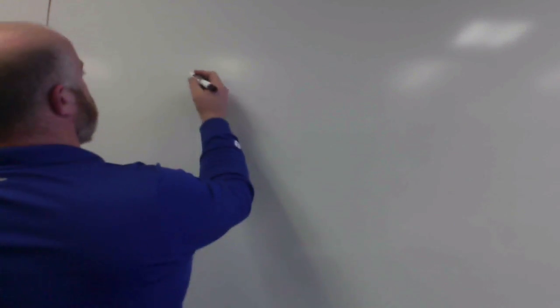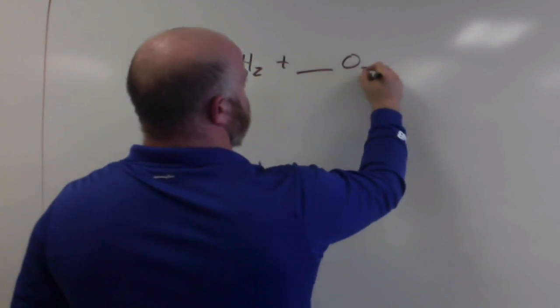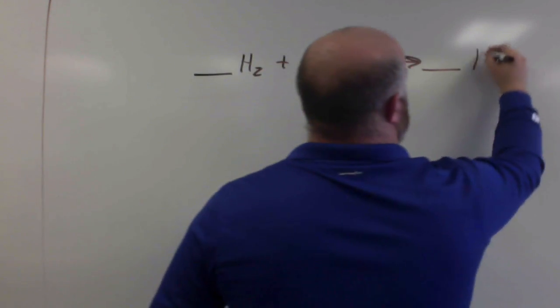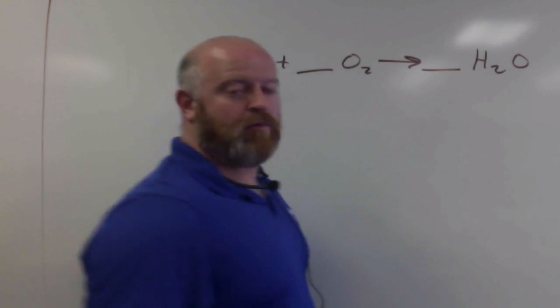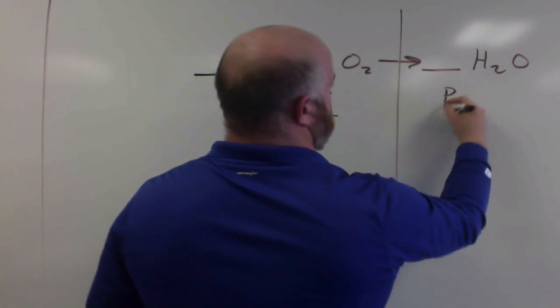H2 plus O2 making water. Okay, so I first put a blank in for the H2 plus my O2. I'm going to make water. I'm going to split it down the middle. I got my reactant side. I got my product side.